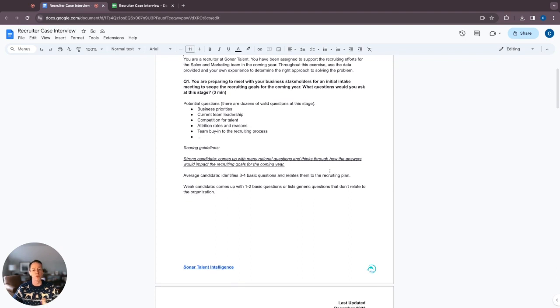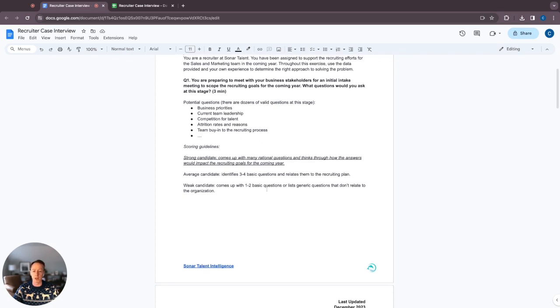What are the business priorities for the coming year? What does the current team leadership look like? Who will be involved in the recruiting process? What are the historic attrition rates, and why are people leaving the organization? Just to try and understand a little bit about the brand of the company and also of the team. And you're thinking about how you prioritize roles for the coming year.